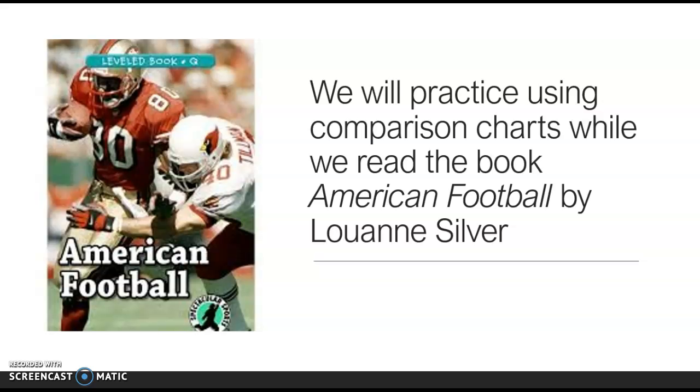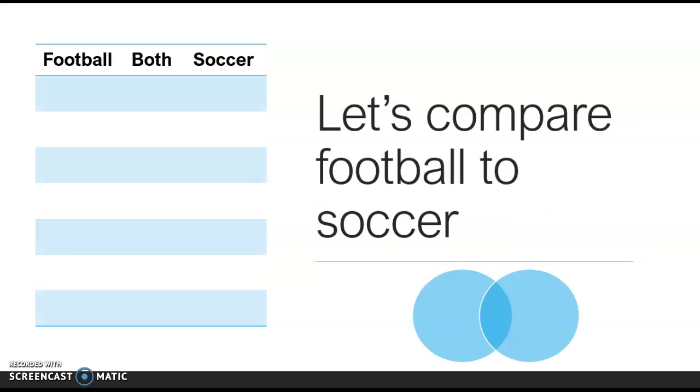So how we're going to do this is we'll practice using comparison charts while we read the book American Football by Luann Silver. So I'll put American Football on the screen and I will read pages 4 to 10 to the class. And then while we're thinking about that, we will think about other sports and how they might compare. And the sport that we're going to do at the end of our reading is soccer. So we will compare football and soccer.